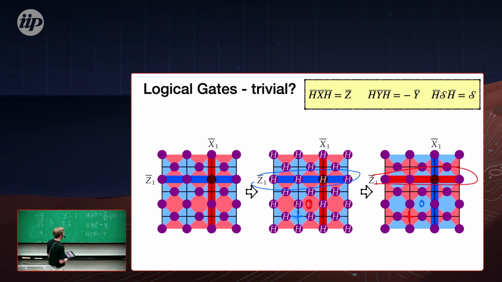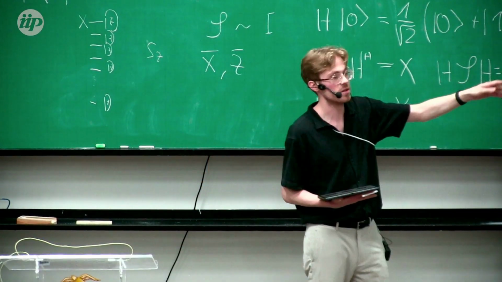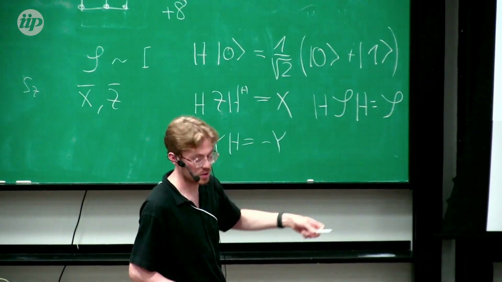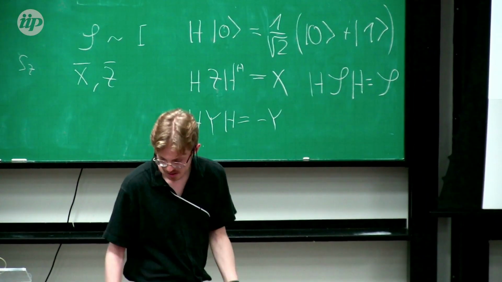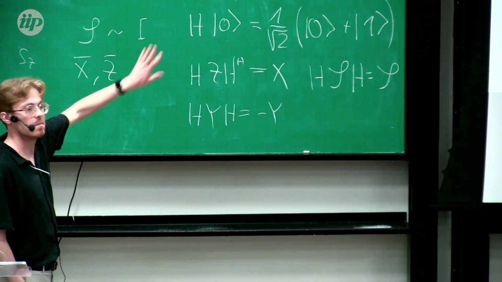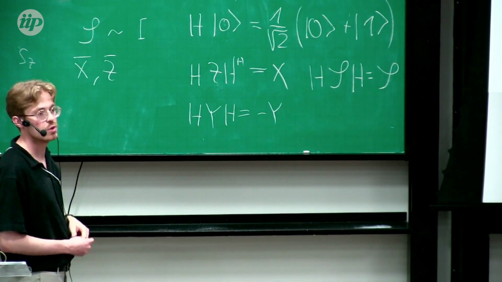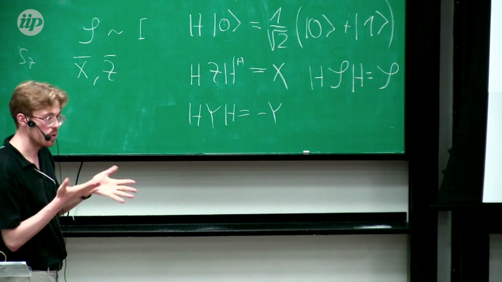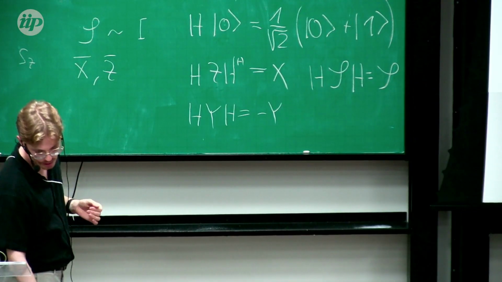So these conditions are not fulfilled. In particular, the condition that the stabilizer group is invariant is not fulfilled. Obviously, because X stabilizers get mapped to Z stabilizers, but on different qubits. So we cannot trivially just apply Hadamards on each qubit to perform this logical Hadamard. So we have to do something more.